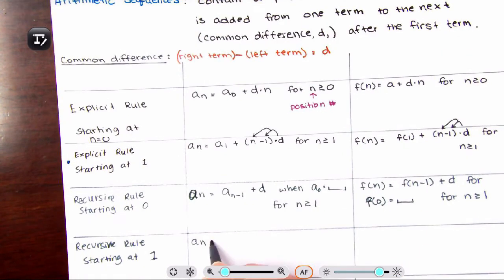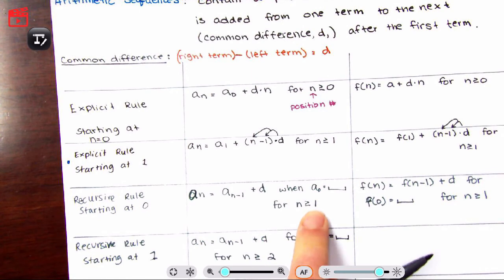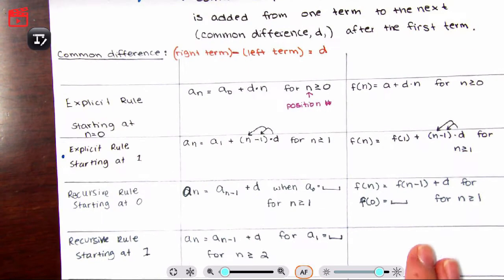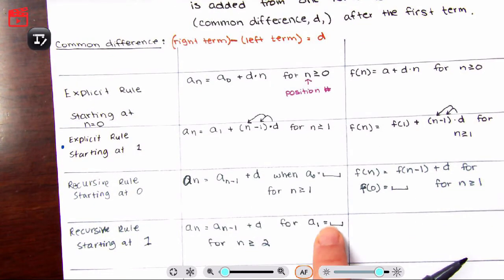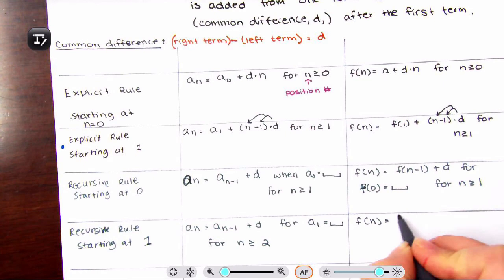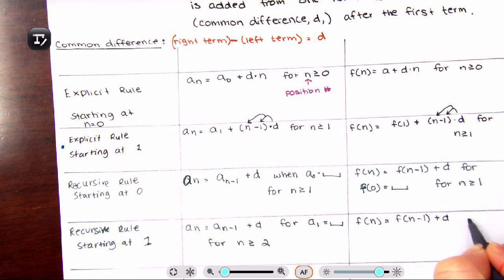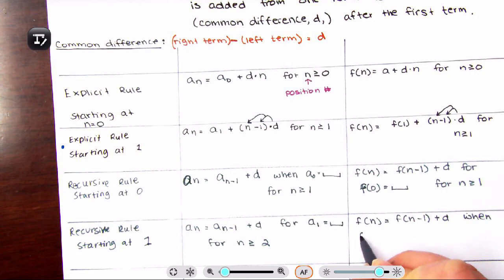Here's a sub n for the other equation, a sub n minus 1 plus d. And again, same thing for a sub 1 is equal to something for n greater or equal to 2. Now this greater or equal to 1 is different here, greater or equal to 2. Because we're starting at 1, we already know what the first position is. So we need to start with the second position because we're telling the reader what's in the first position. So f of n is equal to f of n minus 1 plus d when f of 1 is equal to something for n greater or equal to 2.